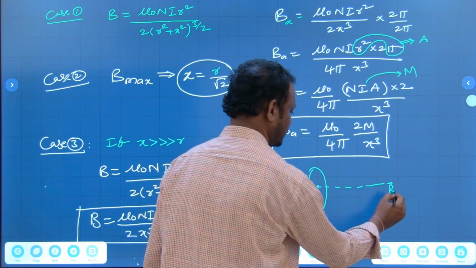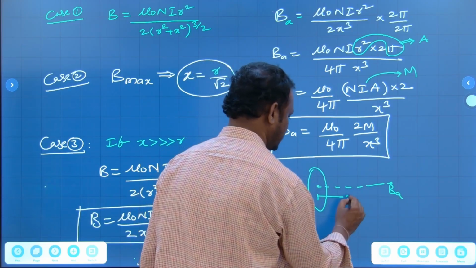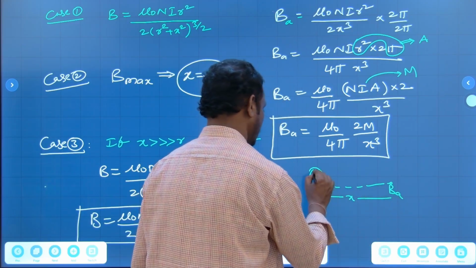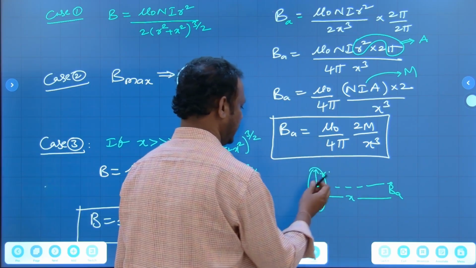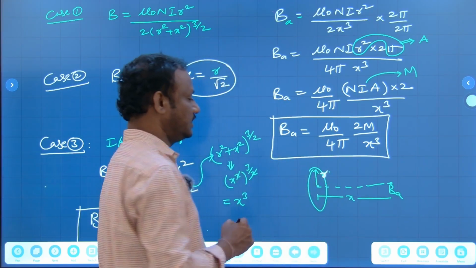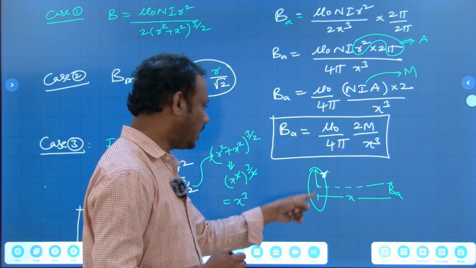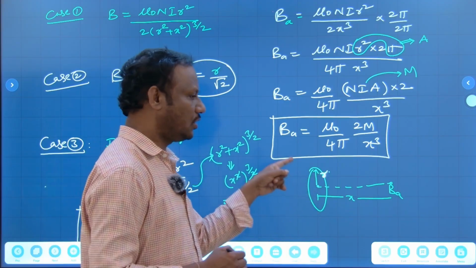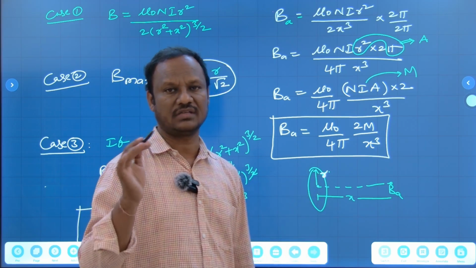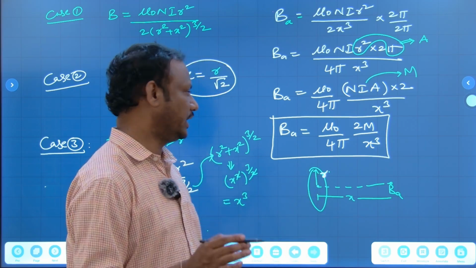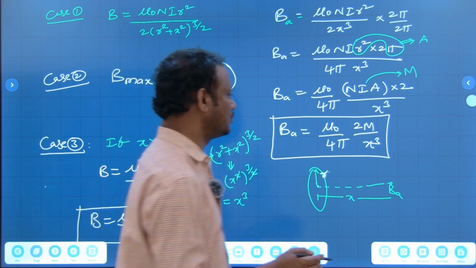This is B axial. This distance is x, and this is R. Then what do you say on this? It acts like a magnet. Which one? The coil acts like a magnet. There are north and south poles. Now, north and south poles mean what?